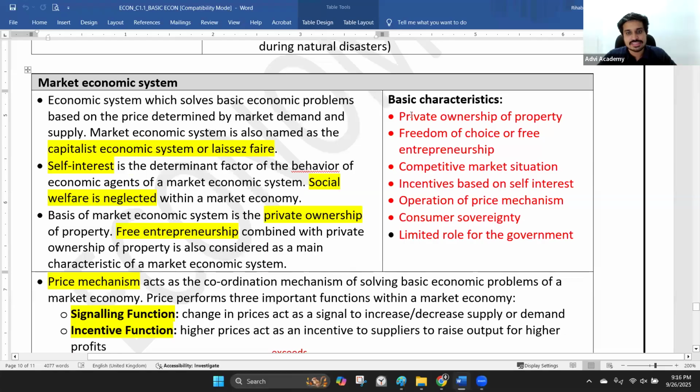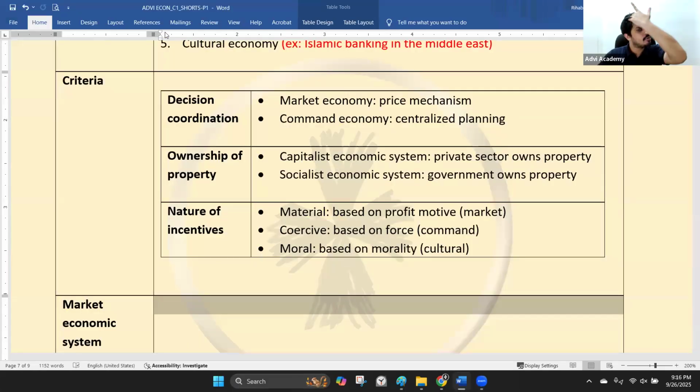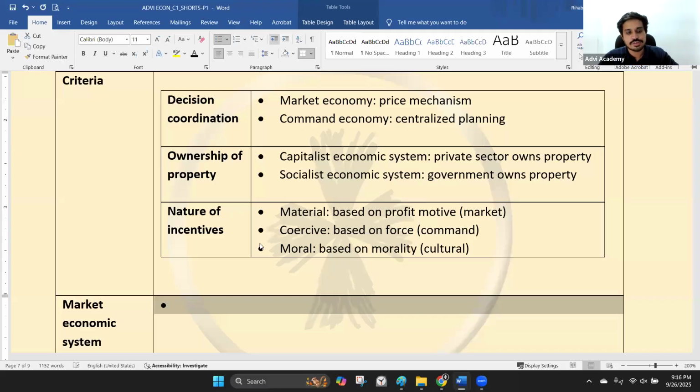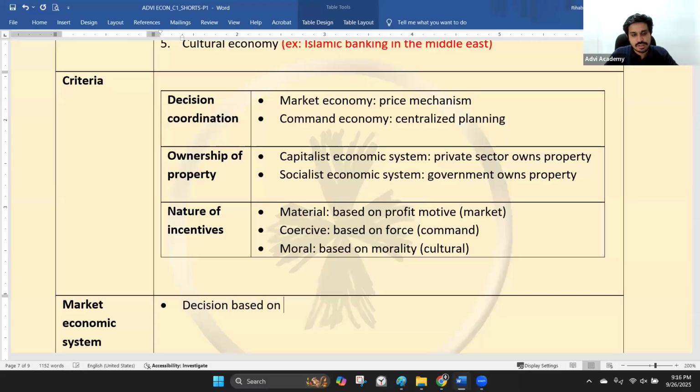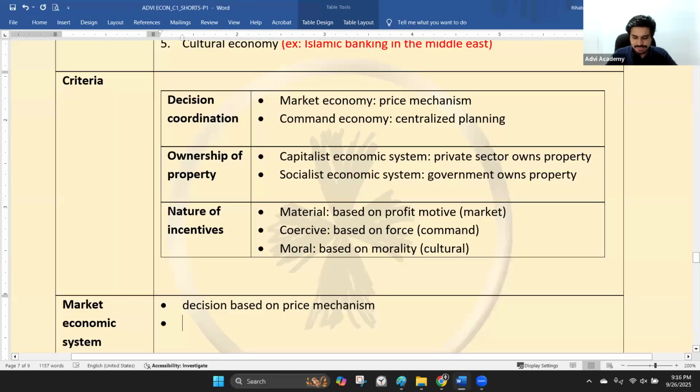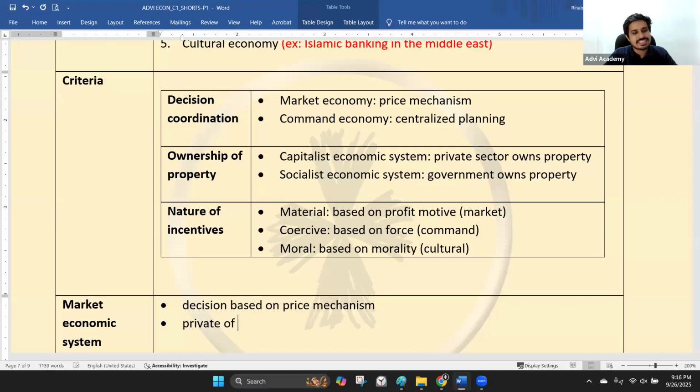Basically, these are the main characteristics. If we ask you for the main basic characteristics, first and foremost you have to say: decision based on price mechanism. That's the first one. I will explain what price mechanism means. And then the second one is private ownership of property, because the market economic system goes hand in hand with the capitalist system. Capitalist system means private ownership of property.